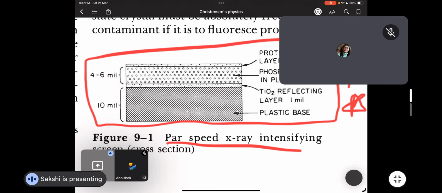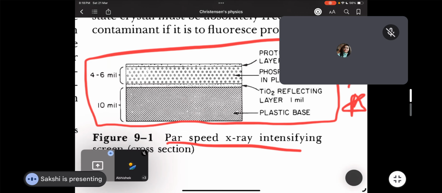Basically, it's a standard screen. Baseline speed, you can say moderate speed, the standard speed of the screen, that is called par speed. You can compare it with high speed, medium speed, and detail screens also. High speed will always be faster, and faster will have lesser dose. Medium speed will be par speed, that is balanced speed. Detail screens will be slower. You can write it actually.